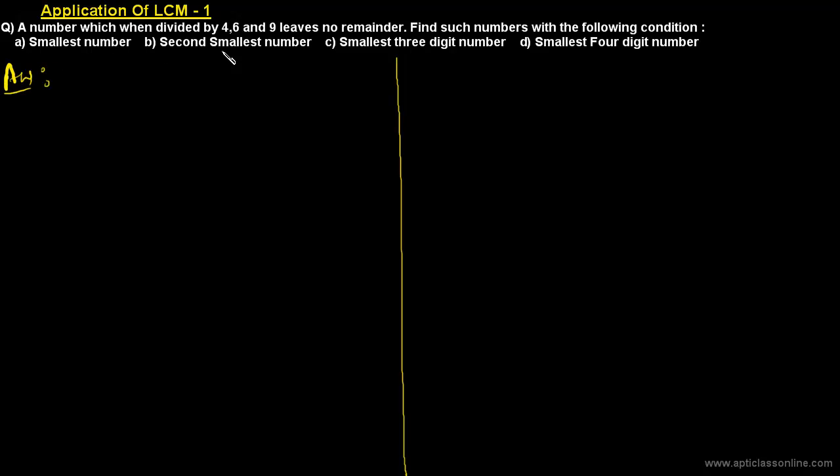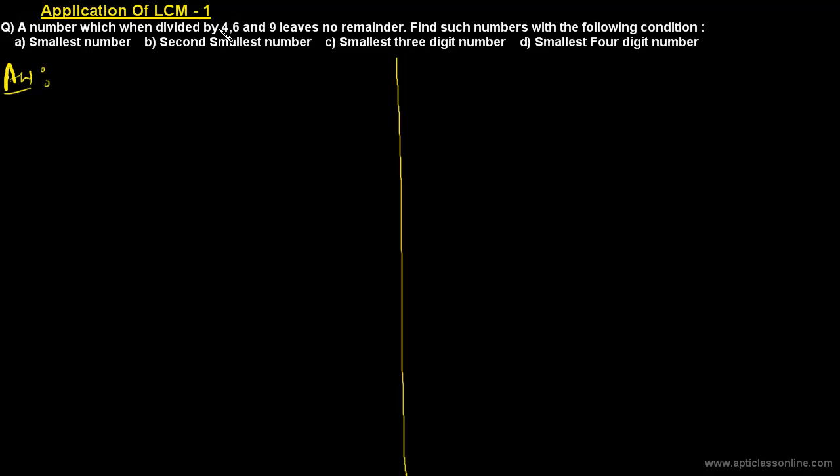A number which when divided by 4, 6 and 9 leaves no remainder. Find such numbers with the following conditions. Condition A is the smallest number, B is the second smallest number, C is the smallest 3-digit number, and D is the smallest 4-digit number. So if we read the question with condition A only, then the question will be: find the smallest number which when divided by 4, 6 and 9 leaves no remainder.